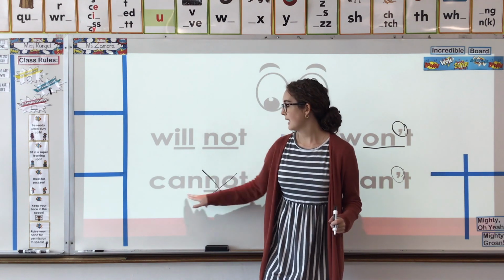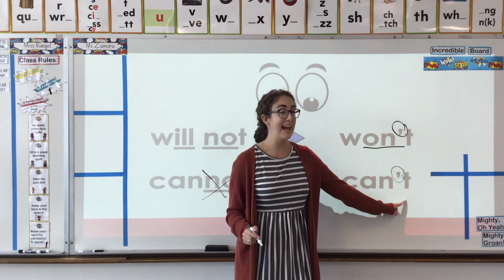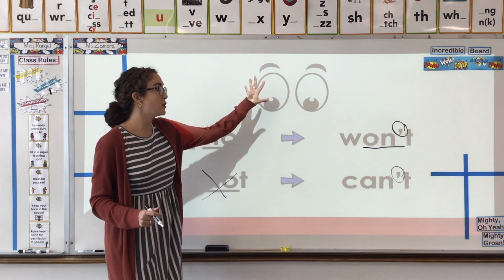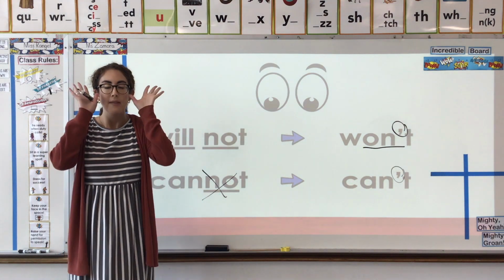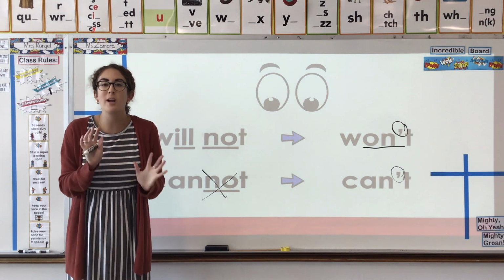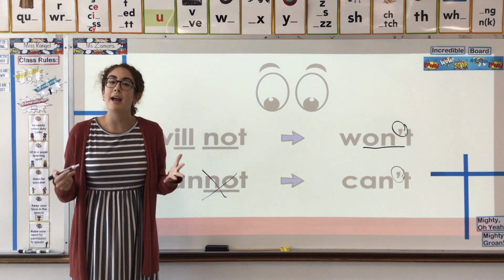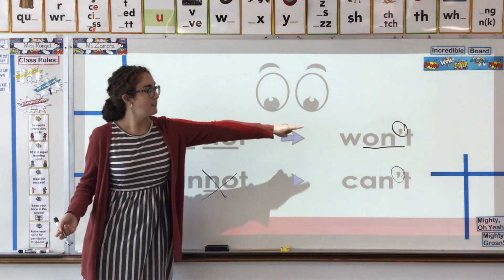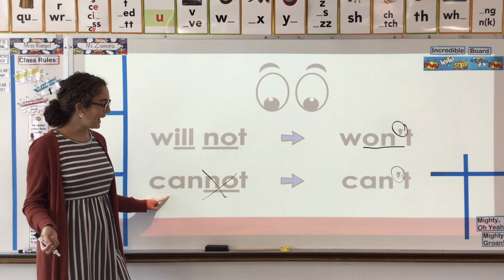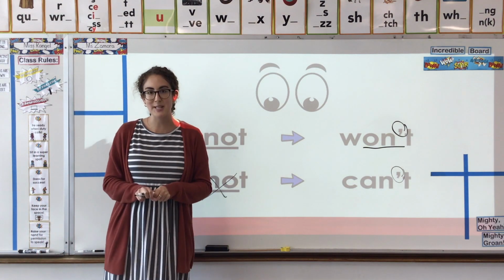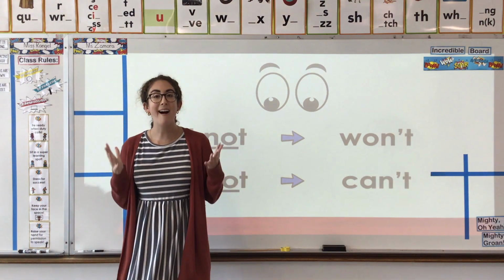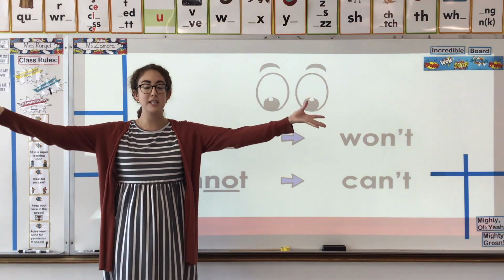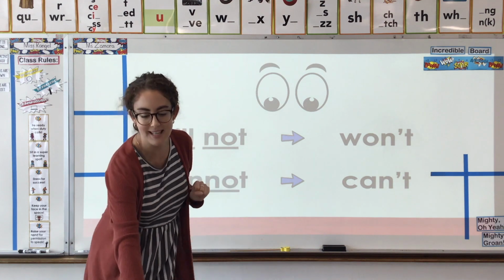Can you say that with me? Cannot, cannot, can't, can't. So these are the two tricky contractions that we really want to make sure we are taking extra time on if we're trying to write them, because they're tricky. Will not becomes won't, and cannot becomes can't. Okay, awesome job reviewing how we make contractions. Now we're going to practice using them within a sentence.